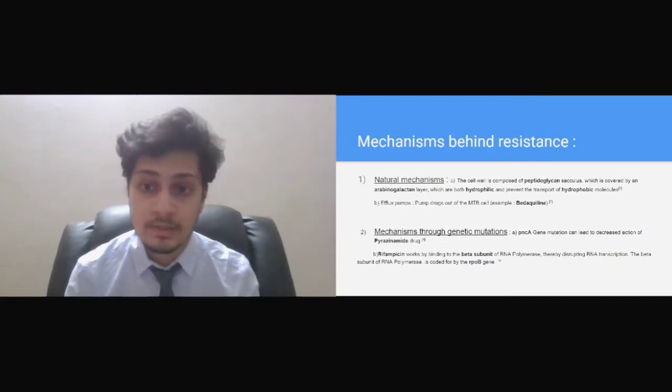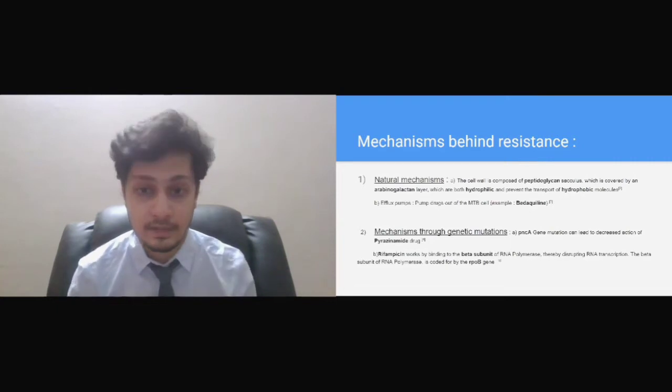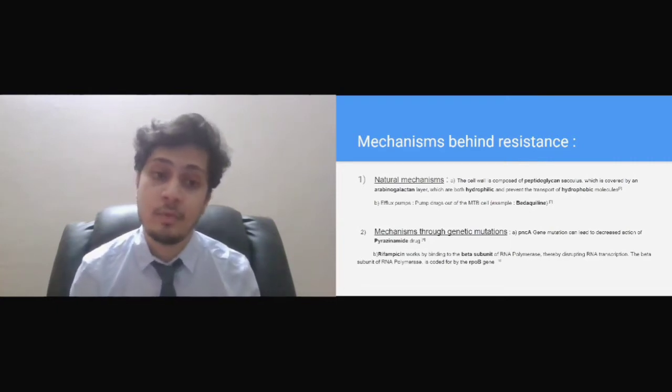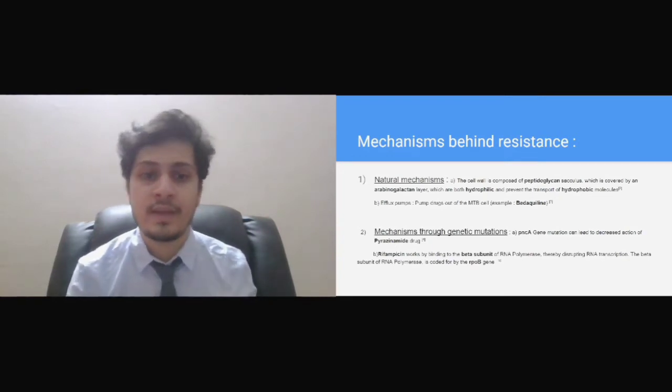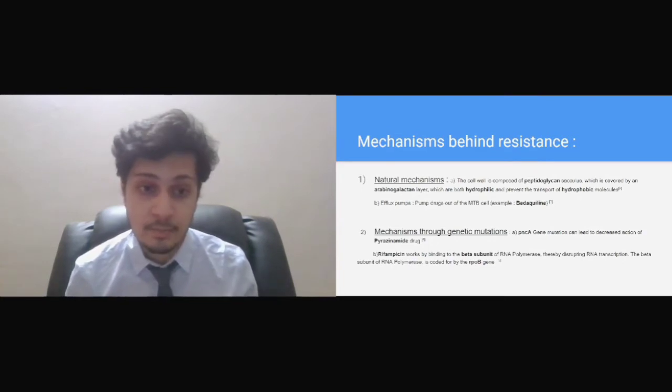The cell wall is composed of a peptidoglycan sacculus, which is covered by an arabinogalactan layer. And these are both hydrophilic and prevent the transport of hydrophobic molecules. Furthermore, the cell wall is also covalently linked to long-chain fatty acids that prevent the transport of both hydrophilic and hydrophobic molecules, thus making drug delivery into Mycobacterium tuberculosis a very, very difficult process.